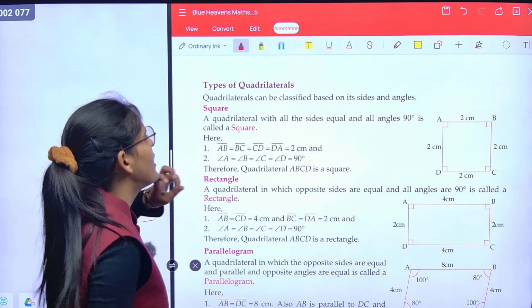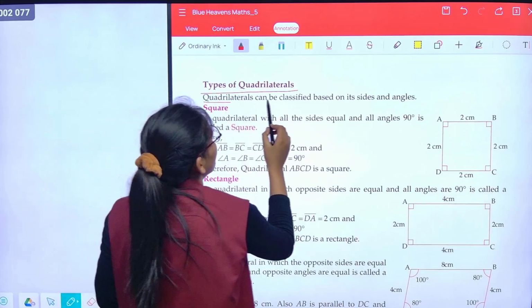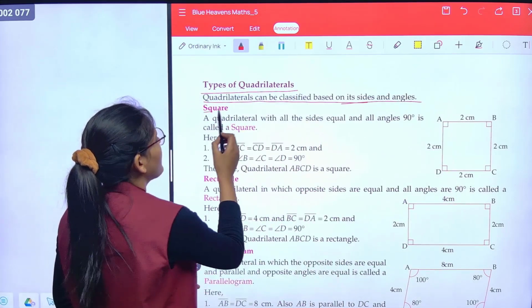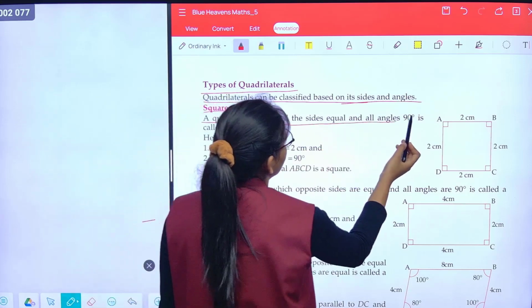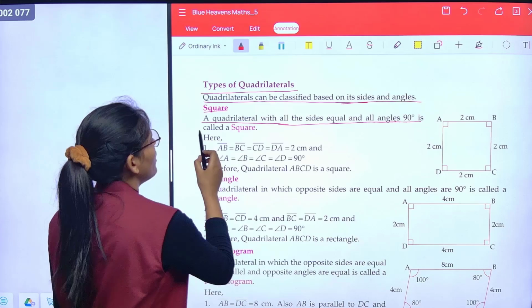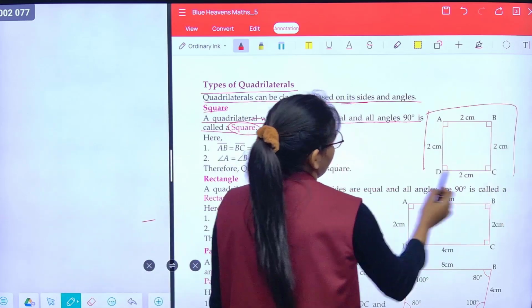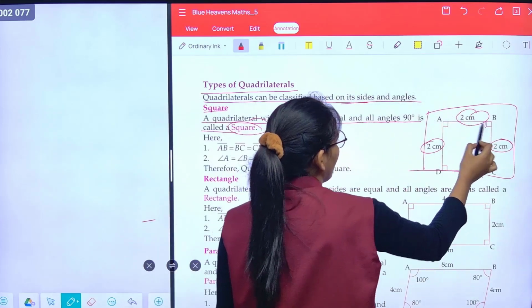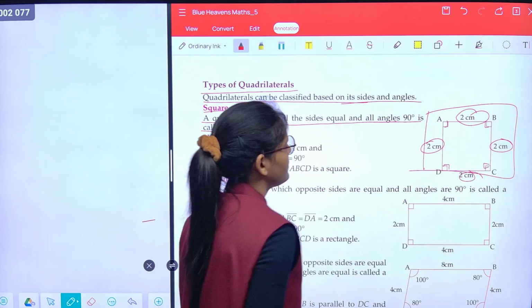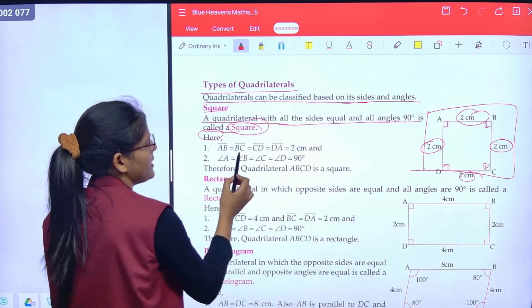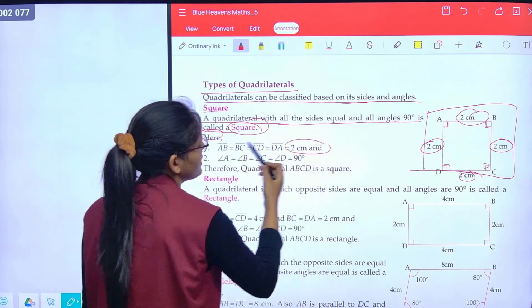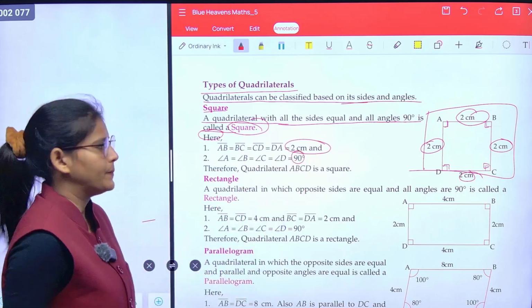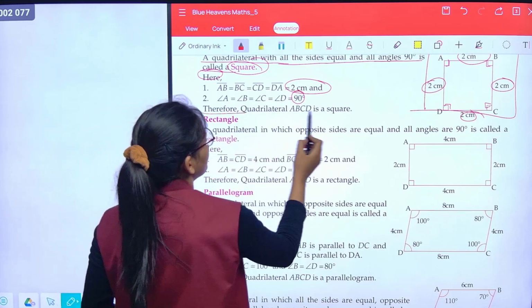Now class, types of quadrilaterals. Types of quadrilaterals can be classified based on their sides and angles. Square: a quadrilateral with all the sides equal and all angles 90 degrees is called a square. Understand? All sides are equal, see, 2 centimeter, and the 90 degree angle is also here. Now here AB, BC, CD, DA is equal to 2 centimeter and angle A, angle B, angle C, angle D is equal to 90 degree. Therefore quadrilateral ABCD is a square.